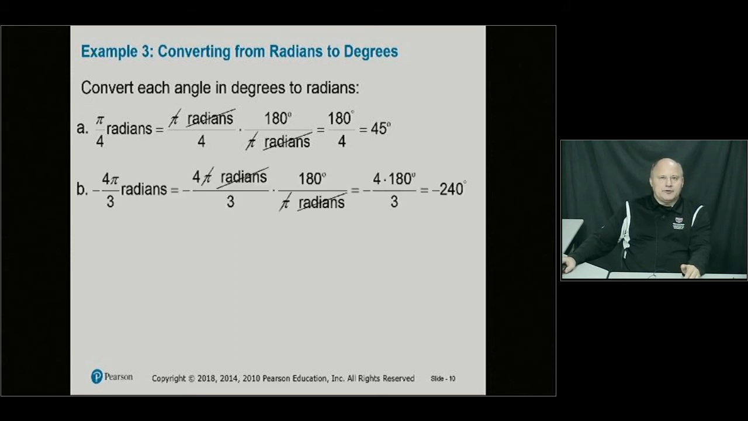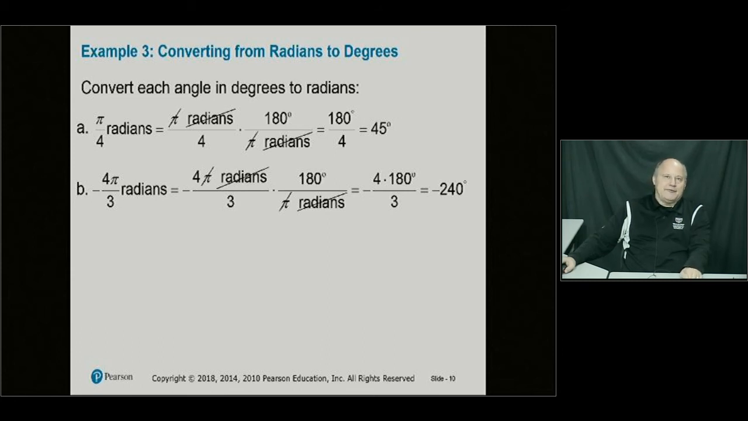Negative 4 pi over 3, so we're going to multiply by 180 over pi. The pi's cancel, the radians cancel. 4 times 180 divided by 3. Now you can multiply the 4 times 180 and then divide by 3, or you can just divide 180 by 3 and get 60. And then 60 times 4 is 240 degrees, but it is negative. So the negative is just a directional thing. Part A went counterclockwise because it's a positive angle. B is going clockwise, 240 degrees. So the magnitude is the same. The measure of the angle is the same. The direction the angle is going is the only difference.